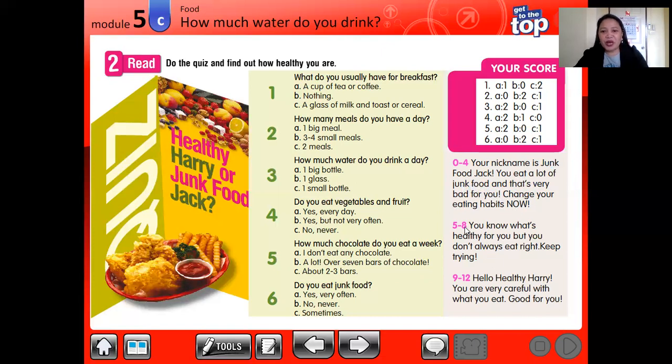Next, if your points are 5 to 8, you know what's healthy for you, but you don't always eat right. Keep trying. So if your score is 5 to 8, this will reveal how healthy you are. Okay? Next, if your score or points is between 9 to 12, hello, Healthy Harry. You are very healthy. You are very careful with what you eat. Good for you. So this reveals how healthy you eat.